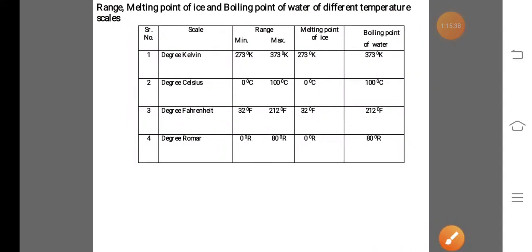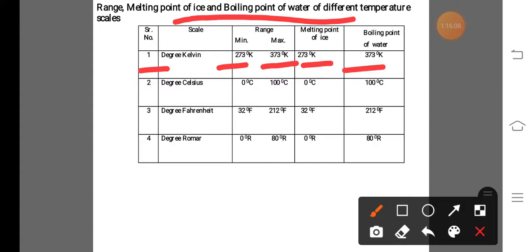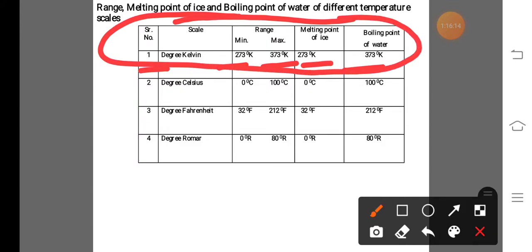Now next we discuss the range, melting point of ice and boiling point of water of different temperature scales. So first, in degree Kelvin, the minimum range is 273 degree Kelvin and maximum 373 degree Kelvin, and the melting point of ice in degree Kelvin is 273 and boiling point of water is 373. This is most important for the practical and semester and theory exam. There may be the possibility of asking a question like the boiling point of water in degree Kelvin.